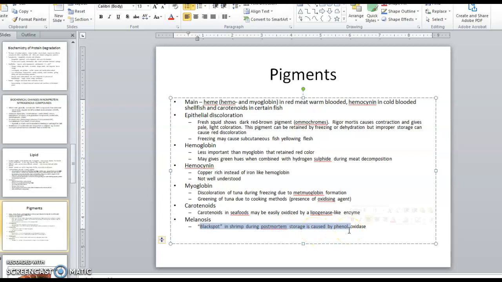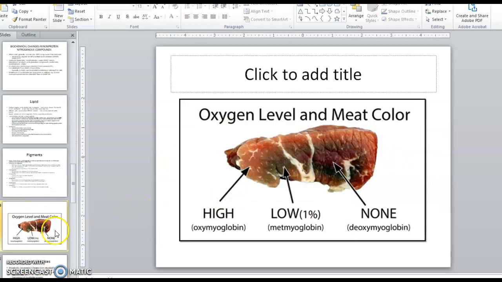Okay. Another term for that is melanosis. Melanin. So this is the example of different color in meat because of the exposure to the oxygen. So exposure to high oxygen can cause this kind of color. Low oxygen can cause, I don't know, this is green. Okay, and no oxygen can give red brown color.